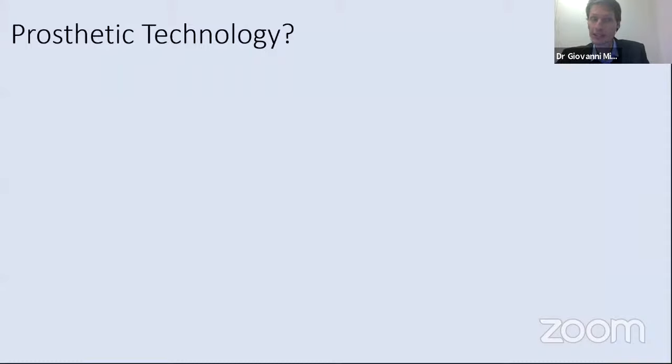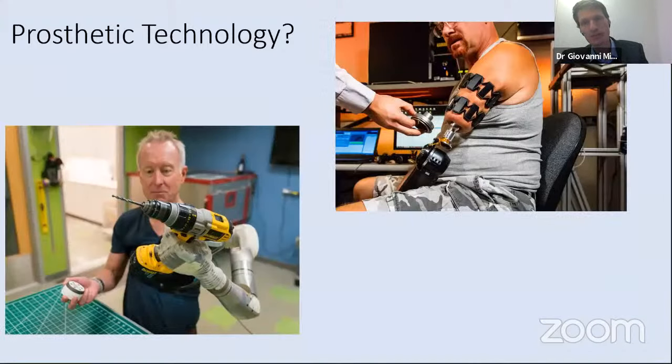So if we think about prosthetic technology, we often have a misunderstanding about what is technology. We see technologies such as these, which are very, very high tech, but they tend to be in a research space and basically are not able to reach the general amputee, let's say, within the next years. They are far away from the market, and they're more of an experimental setting.